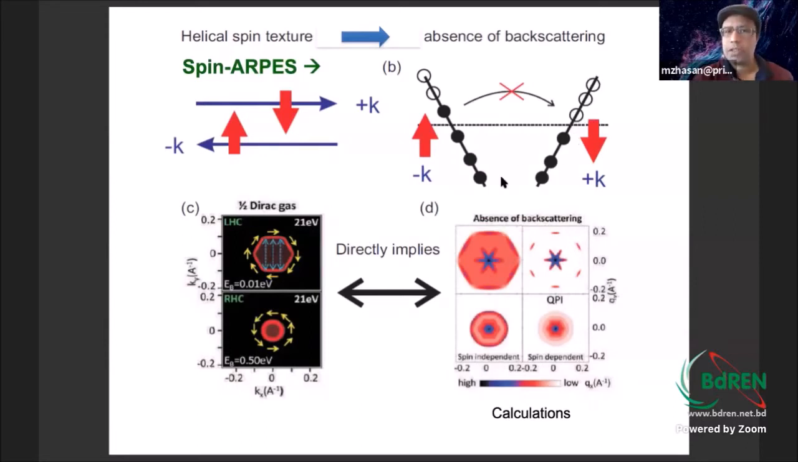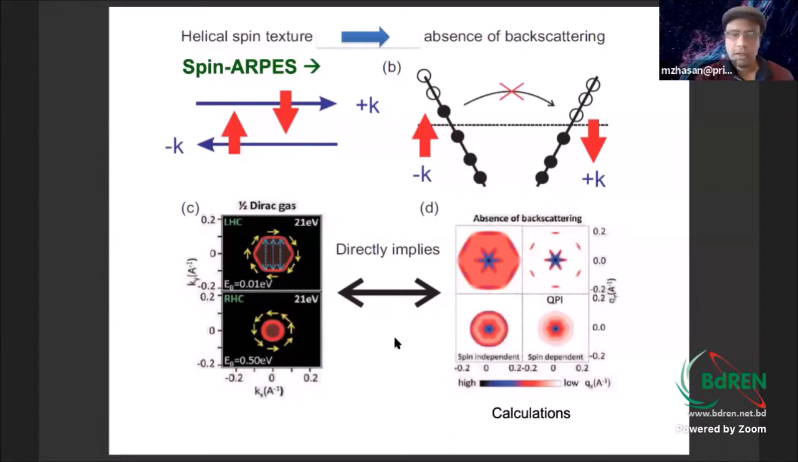So that means the backscattering is forbidden. So if you make a topological insulator with a 1D channel, the backscattering is forbidden. We have also demonstrated that by doing STM scattering, based on scanning tunneling microscopy. So this helical Dirac gas is backscattering free. So why is this interesting?